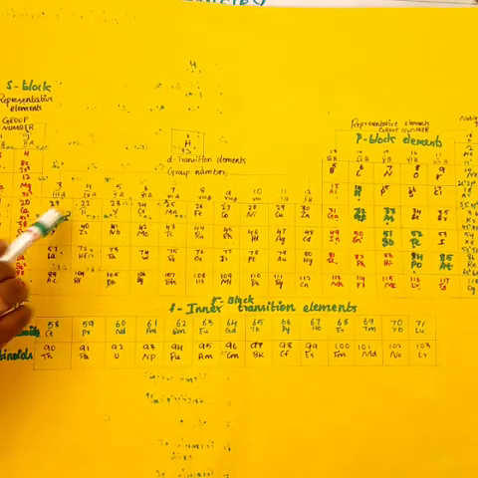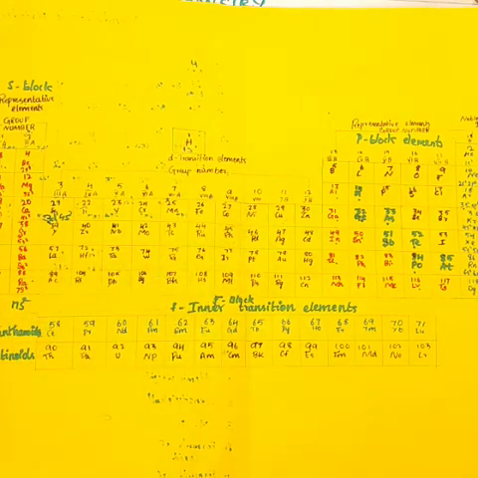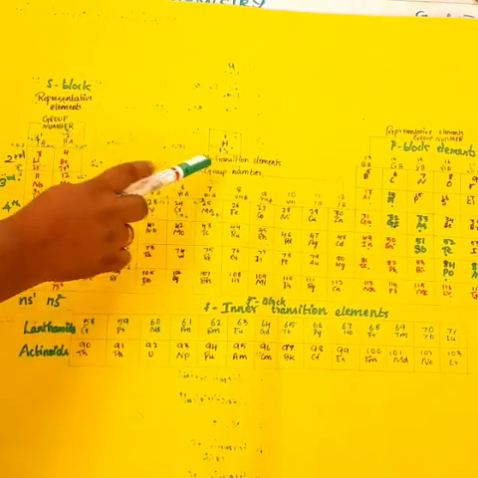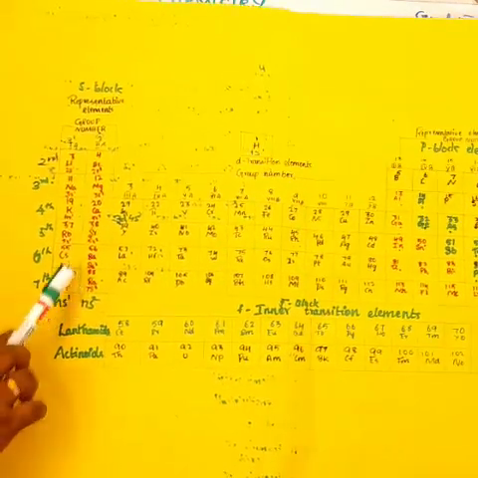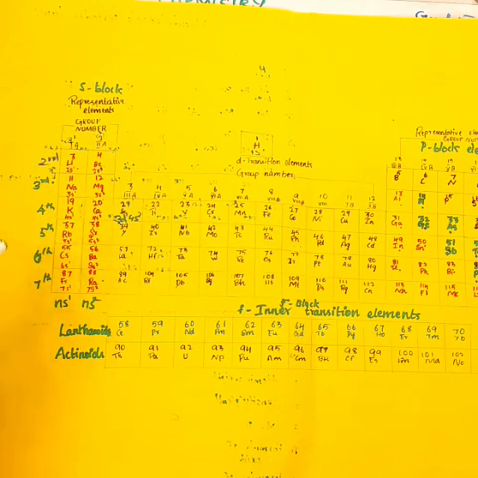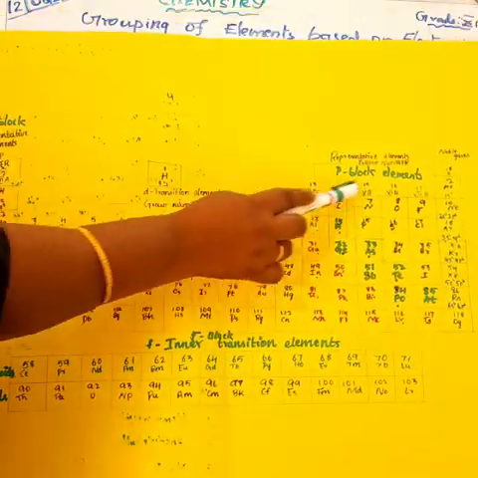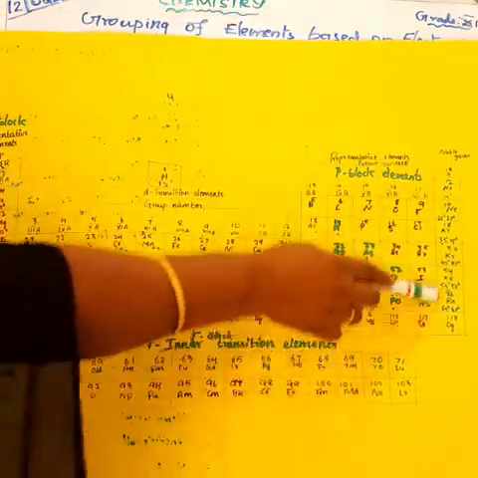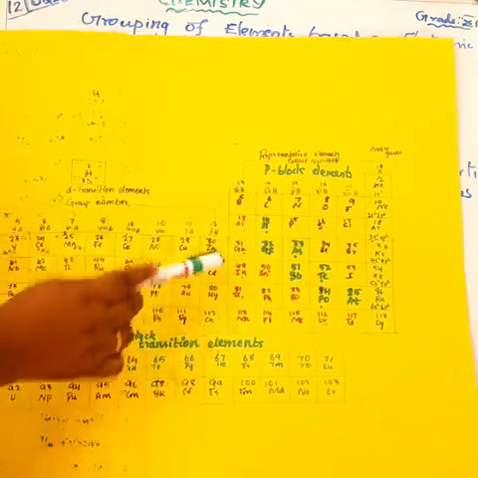These 10 elements are called the first transition series. In this periodic table, we can separate it into 4 blocks. What are the blocks? S block, P block, D block and F block. The first two groups of elements are called S block elements. The group 13 to group 18 elements are called P block elements, because the outer shell electronic configuration ends with the P orbital.